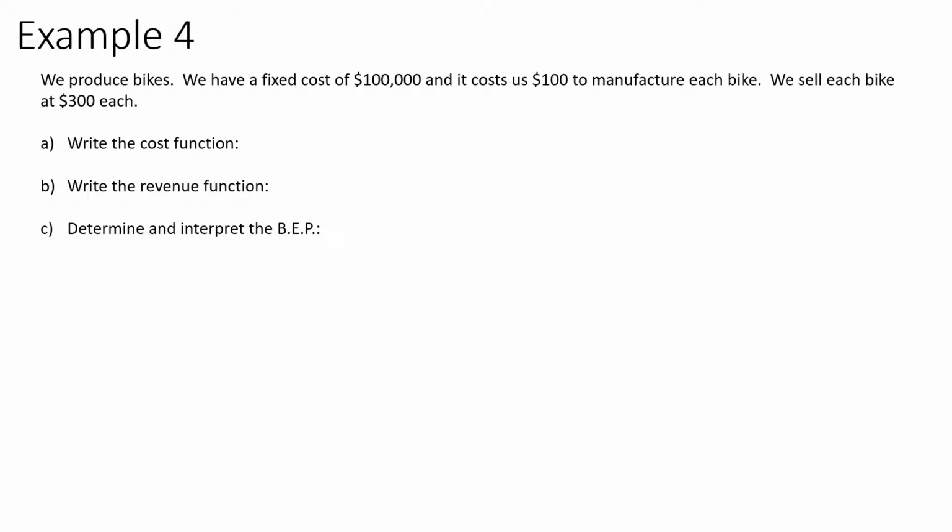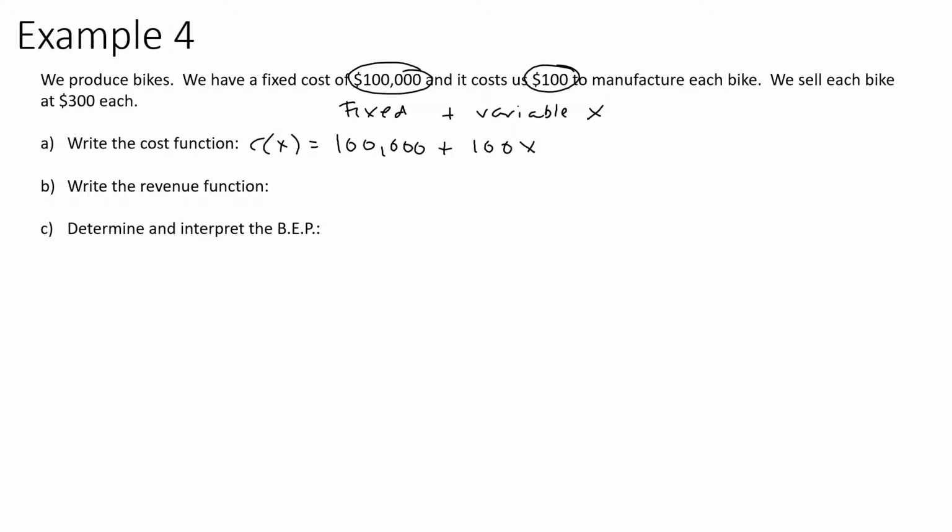So we're going to write the cost function, C of x. Well, the cost function is always fixed cost plus variable cost, and variable cost is dependent upon how many units you're making, so that's going to be times x. The fixed cost is the cost that is not dependent on the number of bikes, which is $100,000. The variable cost per bike is $100. It costs $100 to manufacture each bike, so that's 100x. So the cost function, C of x, is 100,000 plus 100x.